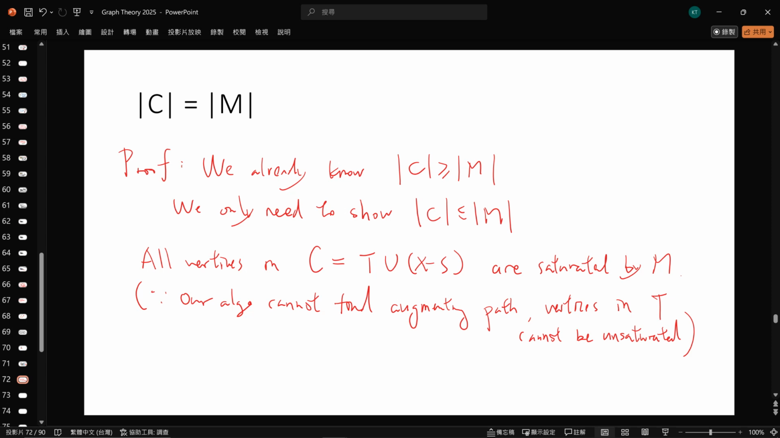So now we know that all the vertices in T must be saturated by M. How about X minus S? Is it possible that some vertex in X minus S is not saturated?